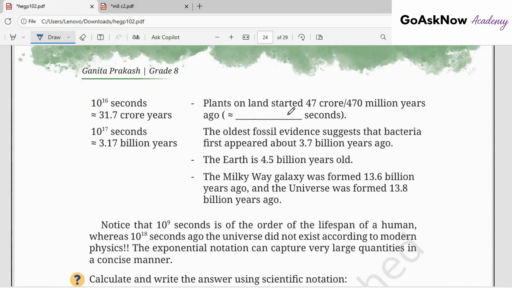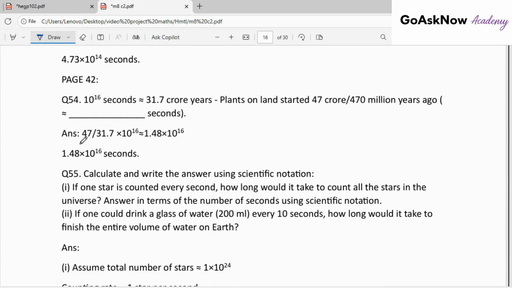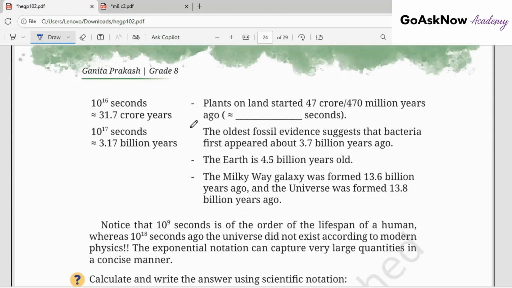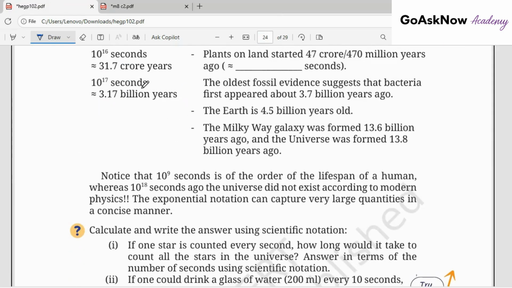Plants on land started 47 crore years ago, which is equal to dash seconds, which is 47 divided by 31.7 into 10 power 16, which is 1.48 into 10 power 16. Next, 10 power 17 seconds is equal to 3.17 billion years.